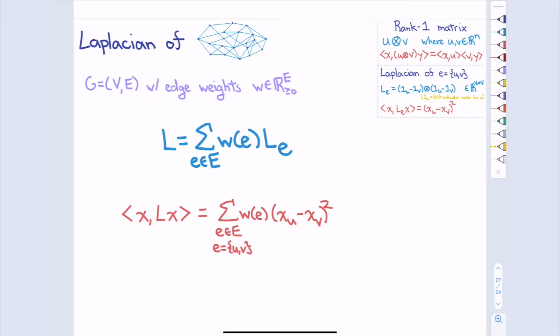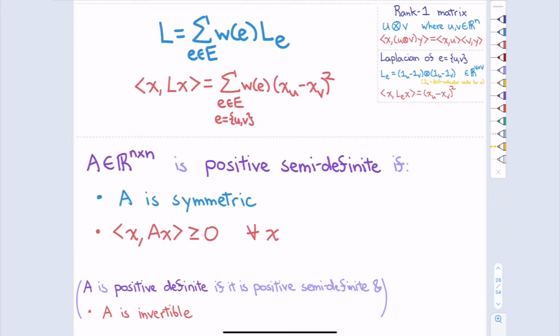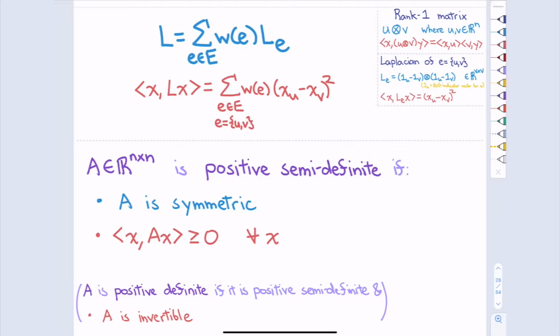All right, so I'm really using the Laplacian, for this class, as an example of a positive semi-definite matrix, which is a very nice subclass of matrices. A matrix is positive semi-definite if it's symmetric, and if xAx is always greater than or equal to 0. I'm claiming the Laplacian is symmetric, but why?